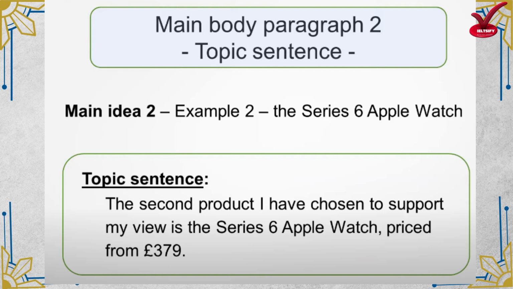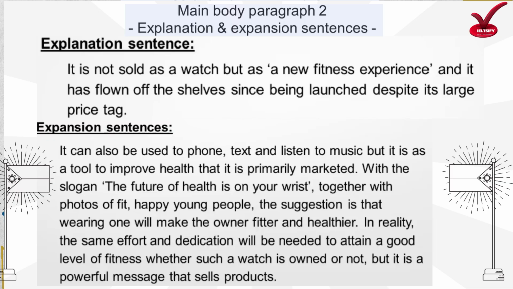Main idea 2 is about the Series 6 Apple Watch. Here it is summarized as a topic sentence. The second product I have chosen to support my view is an Apple Watch Series 6, priced at £379. Next comes the explanation sentence, where I expand on this idea and explain what I mean by saying that it is not sold as a watch, but as a new fitness experience, and it has flown off the shelves since being launched, despite its large price tag again.